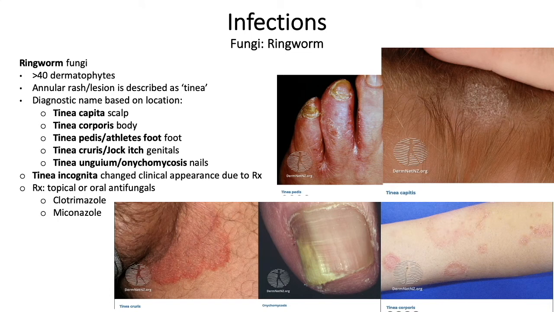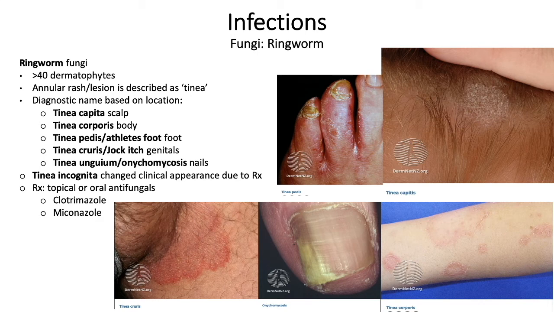Moving on to tinea or ringworm. So this type of infection is also known as dermatophytosis. Tinea is an infection that's mildly itchy, asymmetrical, and annular in shape. It spreads with a slightly raised, scaly edge, and often with a clear centre. The diagnosis is based on location again, rather than species.